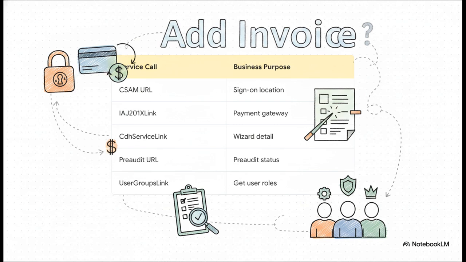The pre-audit URL checks the pre-audit status of a rental. And finally, the user groups link is a web seal service call to determine user roles. Understanding all these connections is a huge deal, because if the Add Invoice portal starts acting up, the actual root cause might be hiding in one of these dependent services.